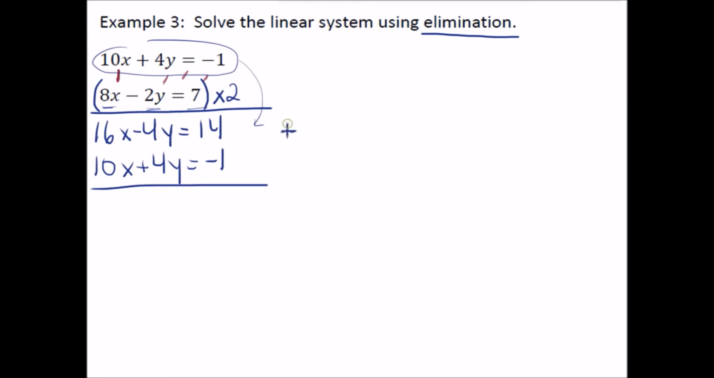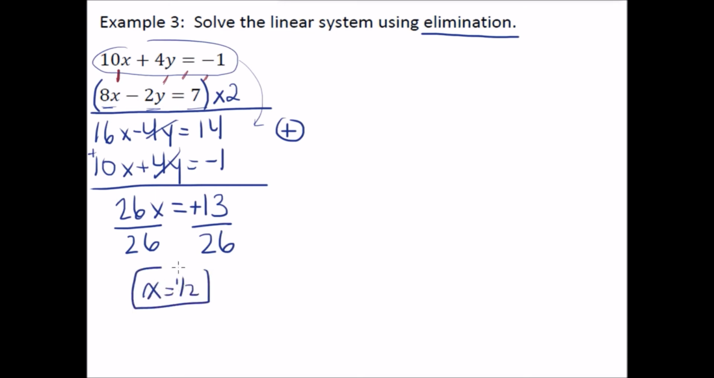So let's add the two equations because we have negative 4y and then positive 4y. By adding the two equations, the y's are going to cancel out. So we get 26x, those cancel out, and then 14 plus negative 1 is 13. Okay, divide both sides by 26, and we get x equals 1/2.